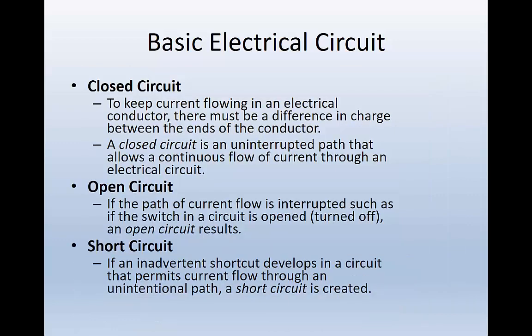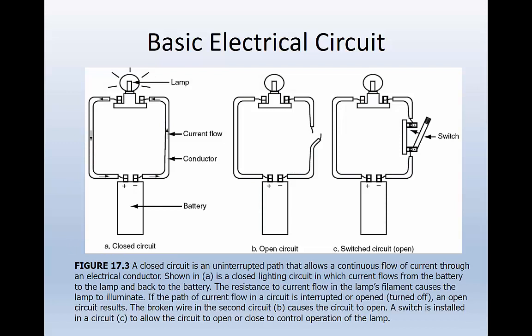All right. An open circuit is any time we've broken the circuit open, might be by a broken wire, might be by a switch. That allows us to deactivate the circuit and not have power running through it. Lastly, we could have what's called a short circuit. This is when an inadvertent shortcut develops in a circuit and allows current flow. As an example, if I had an arc of electricity between these 2 points, that would be a short circuit.